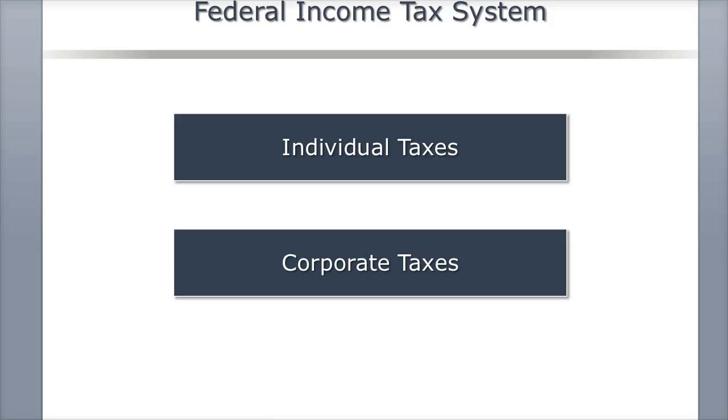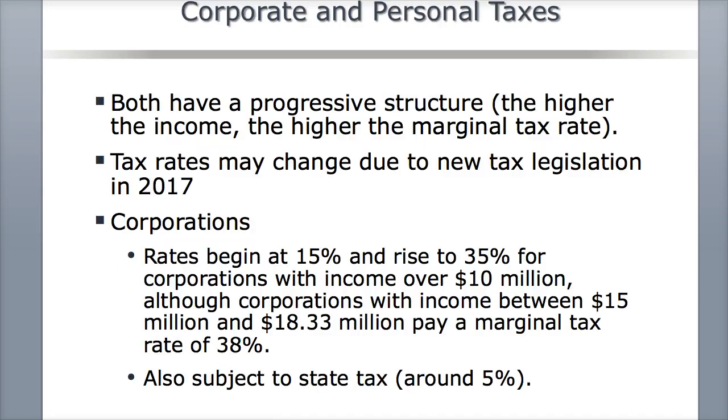Hello, and welcome to part 2 of chapter 3. In this part, we're going to be talking about the federal income tax system for both individuals and corporate taxes. Now, up until 2017, both individual and corporate taxes had a progressive tax structure.